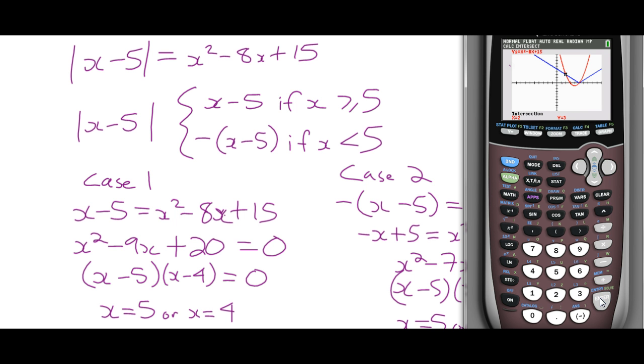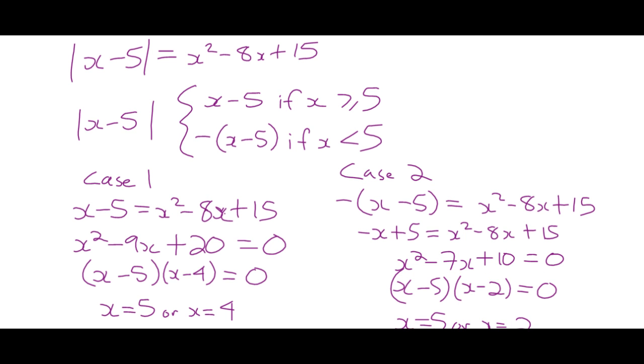And there's x equals 2, and then you can do a second calc intersect again. One, 2, 3. And there's the x equals 5, right? Okay, so you solve that.